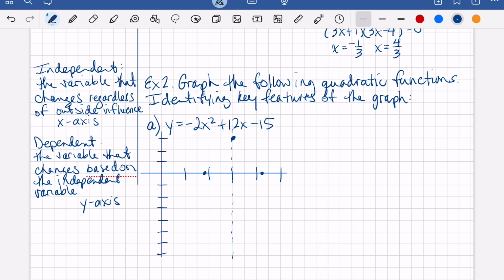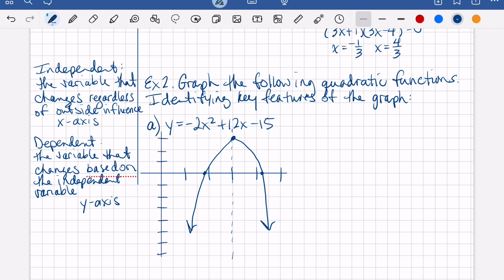Now I know we found the y-intercept. I didn't talk about it because it's a negative 12. It's way down there, so I'm going to leave that off for right now. What we're looking for are the key features that are close to the vertex. So we want the maximum or minimum, whatever the vertex is, and we want the shape of the graph. That's really important.